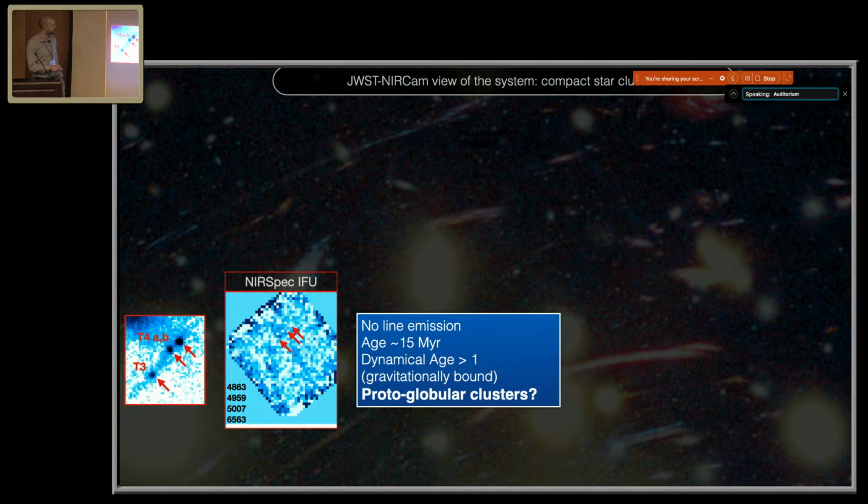Here I'm showing an example. These three clusters here, we don't see any emission lines. And indeed, when we do SED fitting, we find ages around 15 million years. And if we compare the age with the crossing time expected for these sources using their density, it looks like these should be gravitationally bound sources. So they survive their initial phase of formation, so they may evolve to become possibly even globular clusters.